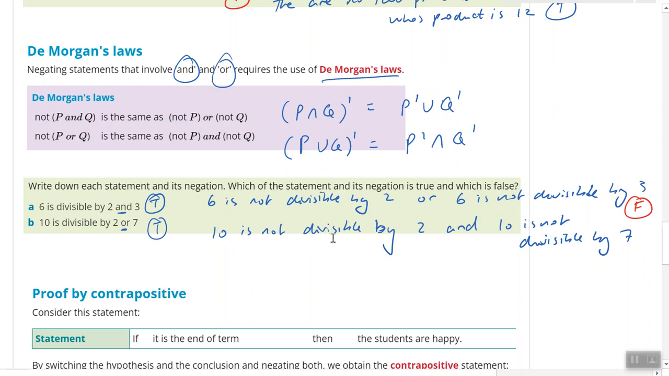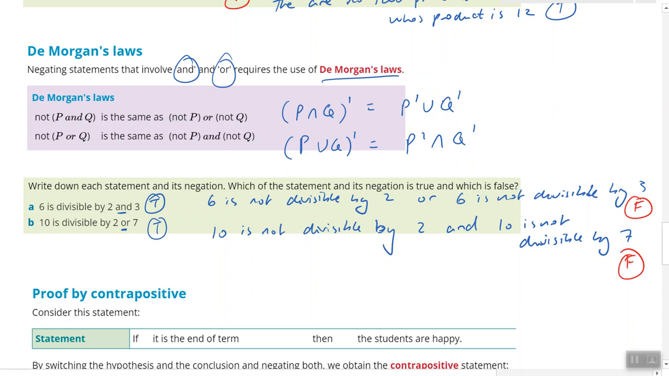10 is not divisible by 2, and 10 is not divisible by 7. Okay, so with this one, because it's and, you need both conditions to be true for the whole statement to be true. Even though 10 is not divisible by 7 is correct, saying 10 is not divisible by 2 is incorrect, because 10 is divisible by 2. So because there's an and tied to it, it needs to meet both conditions. Both conditions aren't met, so this is false.